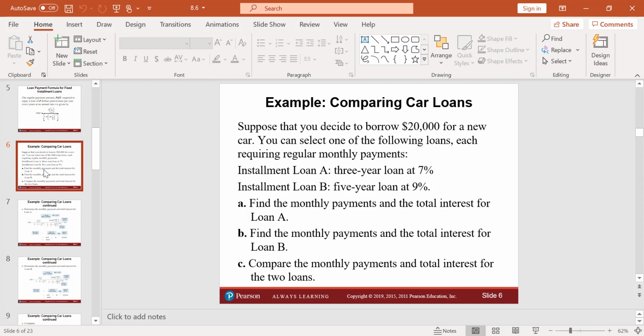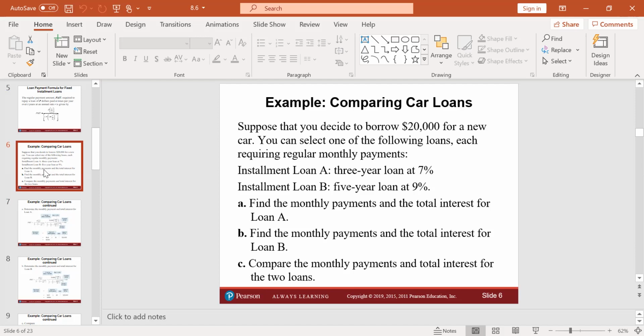So you're going to have $20,000 you're going to borrow to get a new car. Let's compare two loan types. Let's compare doing a 3-year loan where you can get 7% interest. Let's compare that to a 5-year loan where you can get 9% interest.